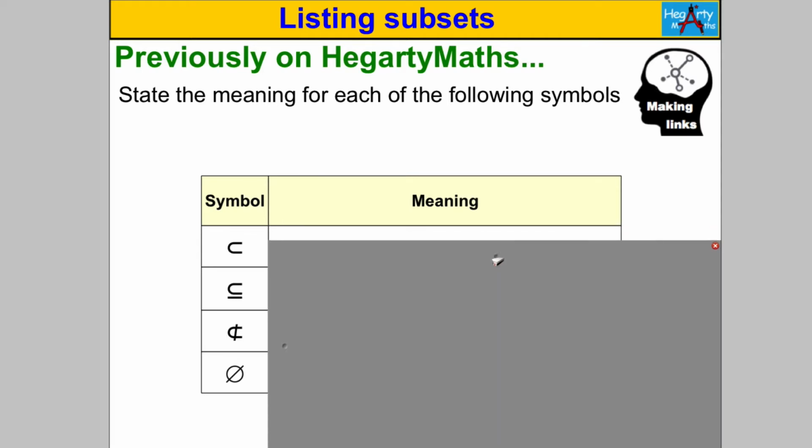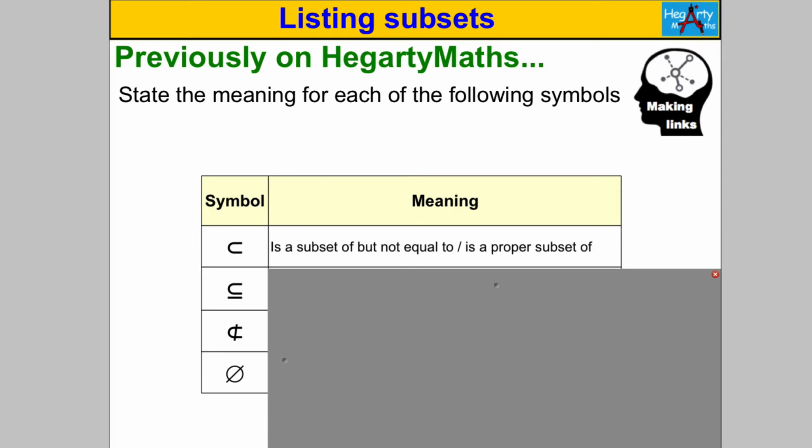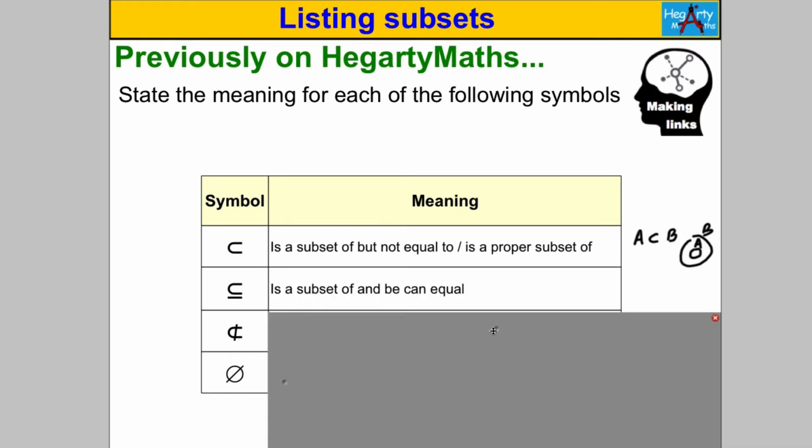The first one means is a proper subset of. Okay, so you might say A is a subset of B, or a proper subset of B, if A, this set here, is entirely contained within B. So if that was A and that was B, that would be a scenario where that's true. The next one just means is a subset of. And when you have that symbol, it can be a strict subset of, but it can also equal the set. So that is slightly different.